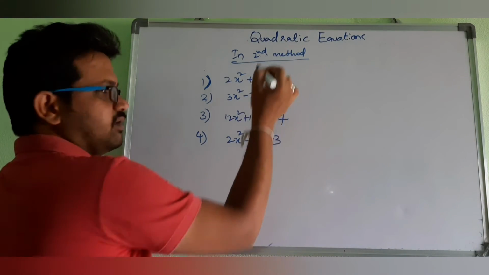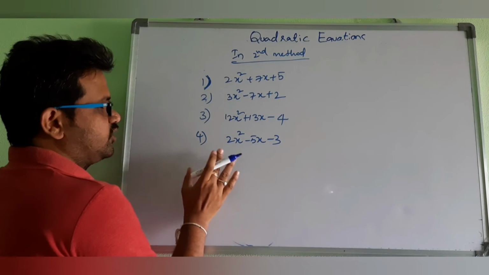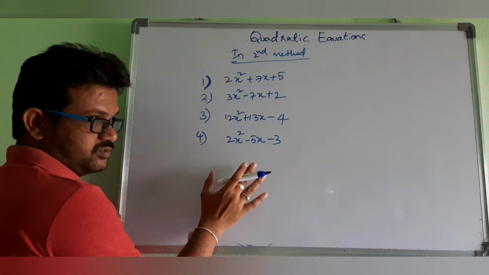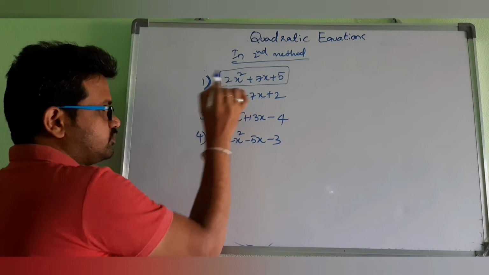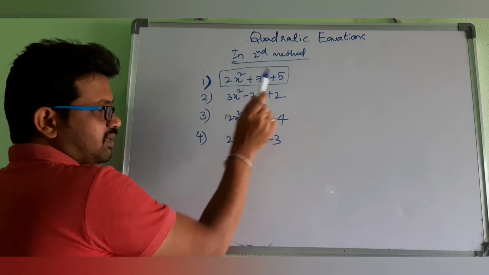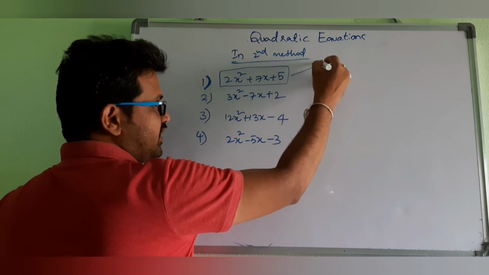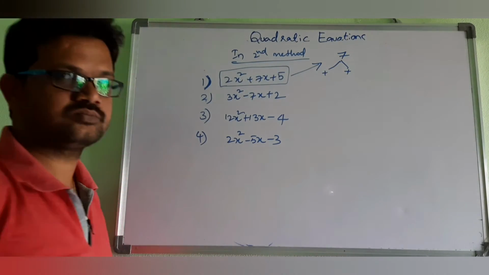See here, in the second method, this rule belongs to the second method. Here I took 4 types of sums. If you observe, in this first one, all are positive: 2x square plus 7x plus 5. So how to split the middle term, that is 7? Both should be positive.